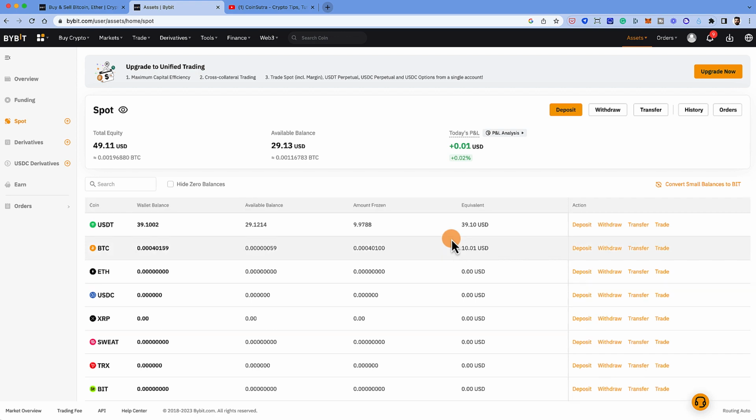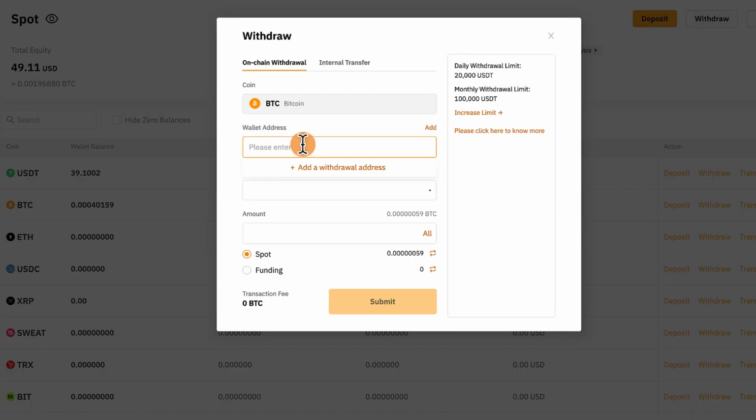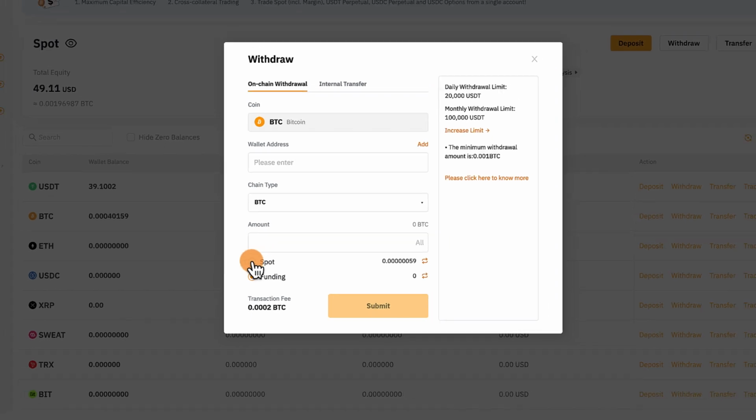Now what if you want to withdraw USDT or BTC, right? So what you will do is click on withdraw. Here you need to enter your address, the address to which you want to withdraw the BTC. Select the chain type. For Bitcoin, it's usually BTC, and then enter the amount that you want to withdraw, and then you can click on submit.